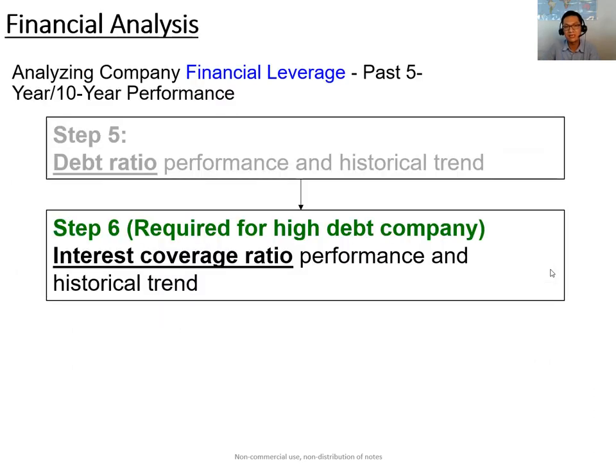So step number 6 is only required if the company has a large debt to asset ratio, usually 30% to 50%. We need to look at the company interest coverage ratio.